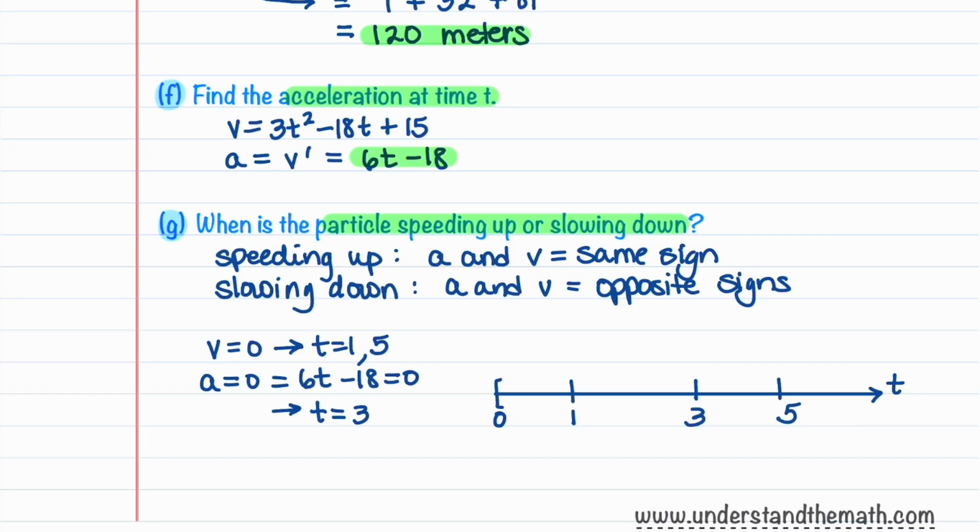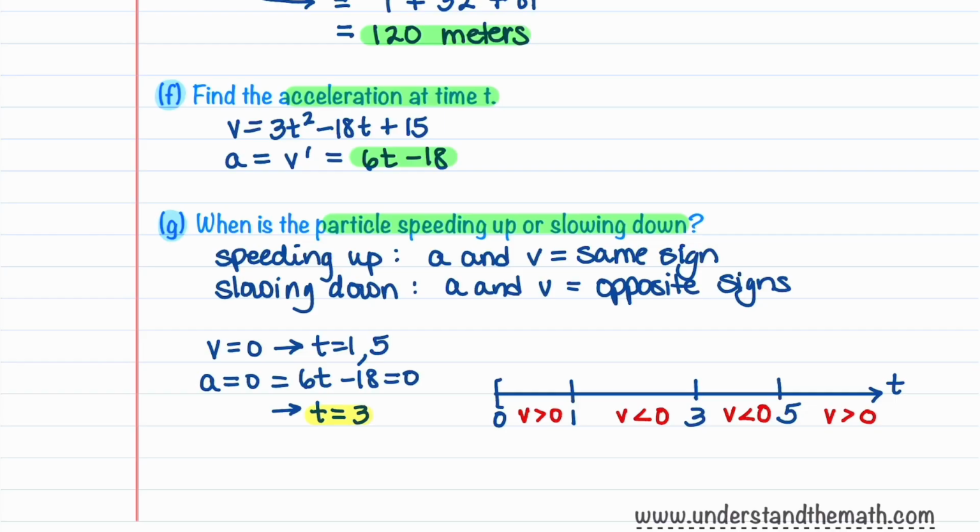In one of our previous problems, we saw that our velocity was greater than 0 in this region, and it was less than 0 between 1 and 5. And then when t is greater than 5, our velocity was greater than 0. Now we're going to do the same thing for the acceleration. Our acceleration is going to change signs when t is equal to 3.